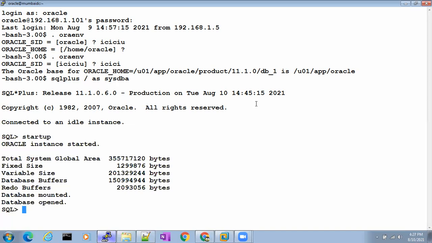I think you people are already familiar with database migrations now, because I have shown you all the real-time database migrations, whatever I was doing in my office. So you people are good at database migration steps. I mean, at least you got an understanding of how to migrate a database from one server to another server with the help of RMAN. So you people have a good understanding.